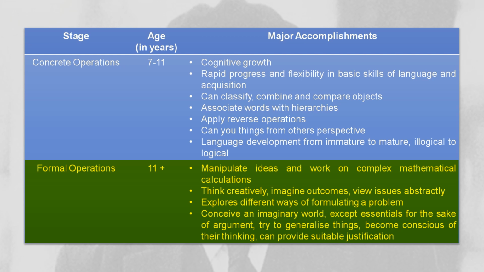Some of the formal operational stage's key characteristics include learners' capability to see several possibilities, designing a hypothetically possible system that is well structured and followed by empirical verification. They can conceive an imaginary world, accept essentials for the sake of argument, try to generalize things, and become conscious of their thinking and provide a suitable justification for their proposition. Therefore, from the first stage, where the child cannot demonstrate all these tendencies in every possible situation, he reaches the final stage where he can use this flexibility in all these domains.